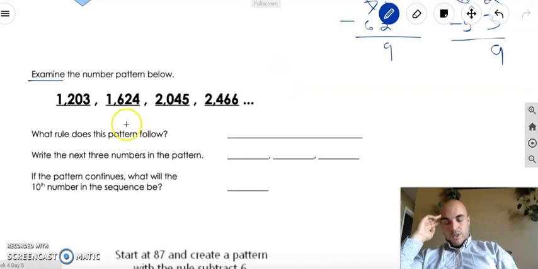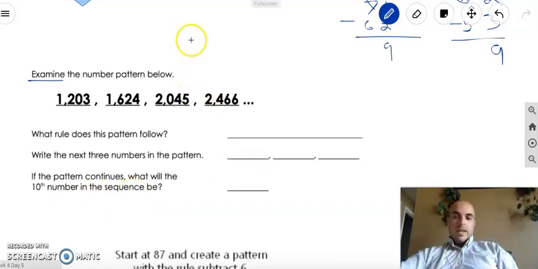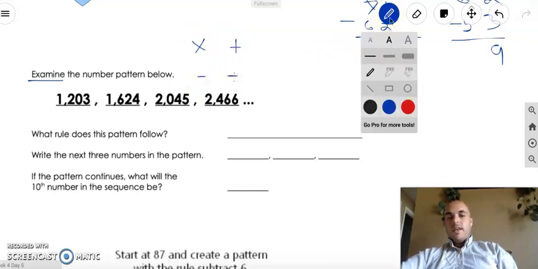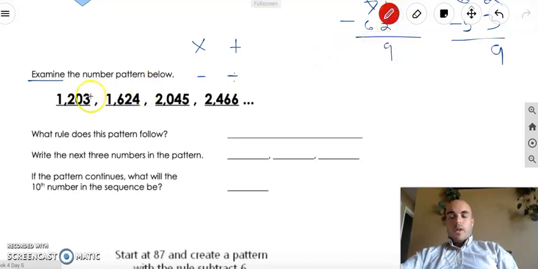Okay, so let's look at the questions that are being asked. What rule does this pattern follow? Write the next 3 numbers in the pattern, and if the number pattern continues, what would the 10th number in the sequence be? Okay, I'm going to follow this same method here. I'm going to say multiplying, adding, subtracting, or dividing. One of these is going to be the operation for a rule. I see that our numbers are increasing, so that's immediately going to cross off subtraction and division for us.